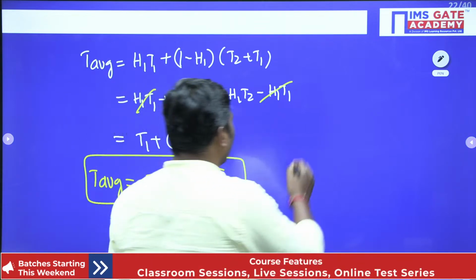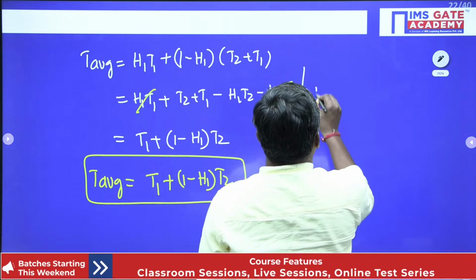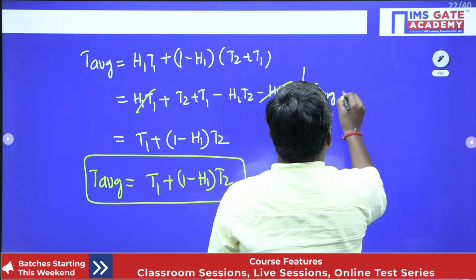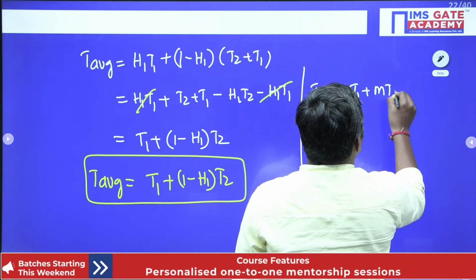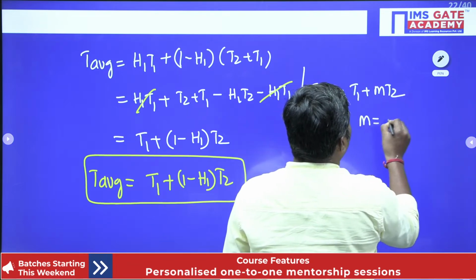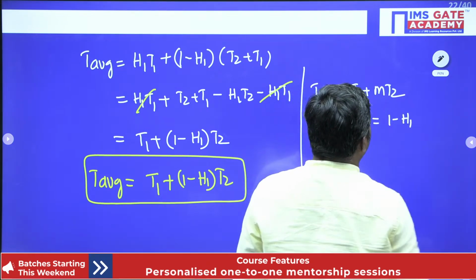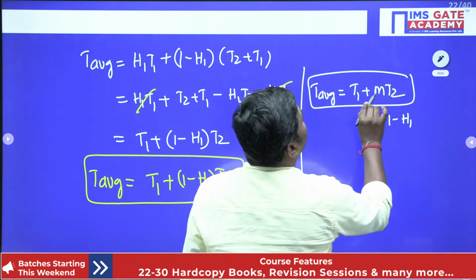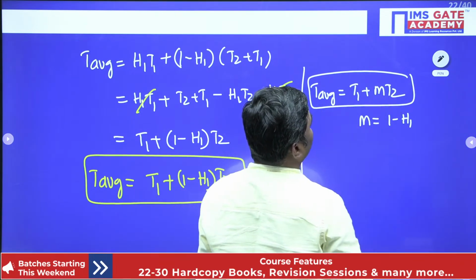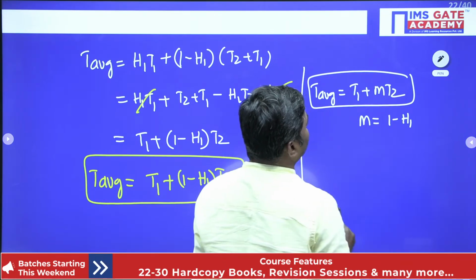So this also I can rewrite. T average equals T1 plus M T2. What is M? M equals 1 minus H1. Please understand, it is a simple expression: hit time plus miss rate times T2, where M equals 1 minus H1.